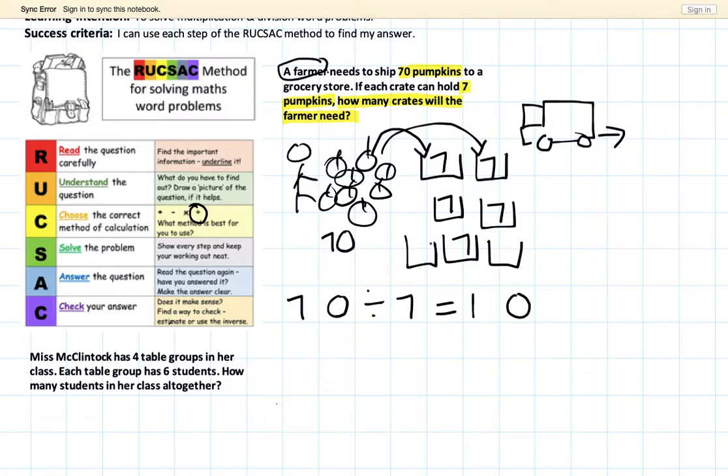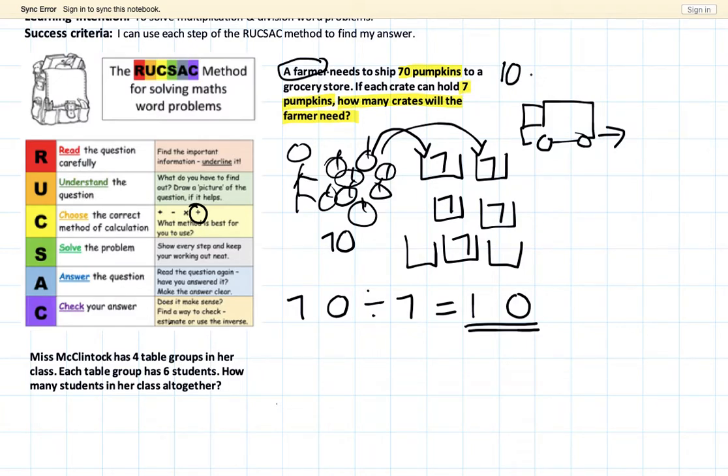So there's our answer. The farmer here will need 10 crates to fill up his truck. So we've solved the question. I'm just going to underline the answer so I don't get confused later. Answer the question. Read the question again. Have I answered it? Make the answer clear. How many crates will the farmer need? 10 crates, and I have answered it. I'm just going to write that on the side here to make it clear.